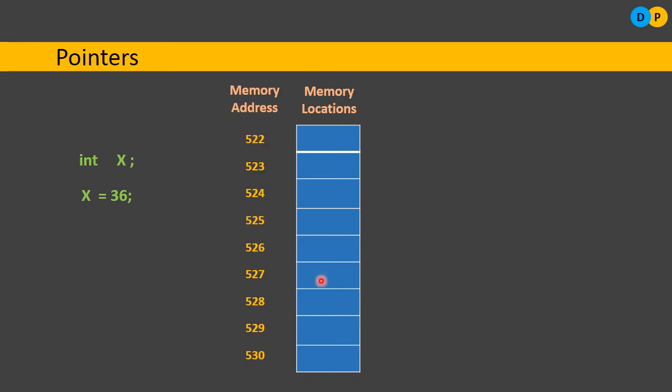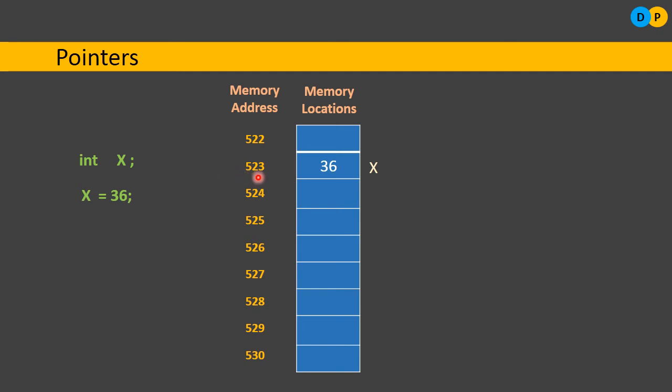Okay, next, as I told you earlier, each location will be having its own address. For example, the first location is referred by the address 522. The second location will be referred by the address 523, and it goes on up till 530. Okay, so I have taken a part of the memory locations. Next, let us say that the compiler has allocated the address 523 to the variable x. As soon as I declare the variable, the compiler will allocate a memory location. It all depends upon the operating system and the compiler.